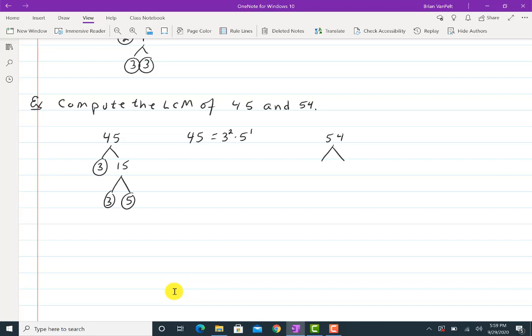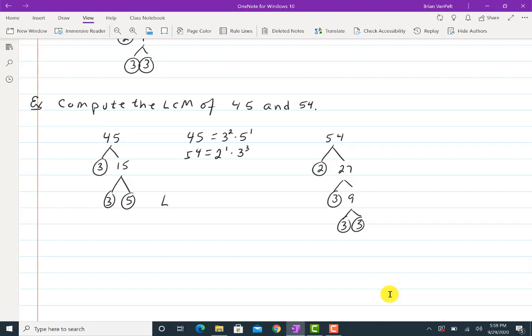This time it is an even number, so I will factor out a 2, and that leaves me with 27. 27 is not prime. If you take 2 plus 7, that's 9, so I know that both 9 and 3 go into 27. And then the 9 breaks down as 3 times 3. So the 54, this time I only have one 2, but I have 3 to the 3rd power. So I have 2 to the 1 times 3 to the 3rd.